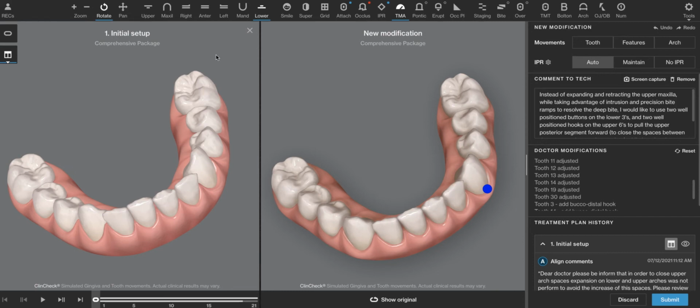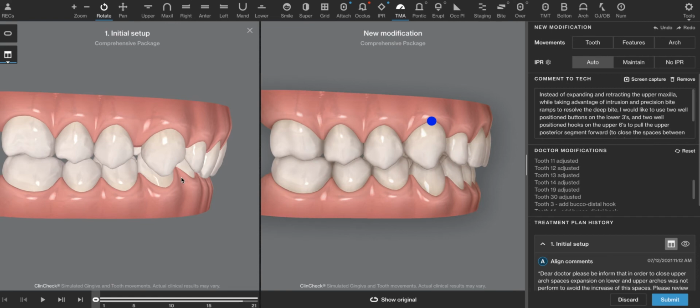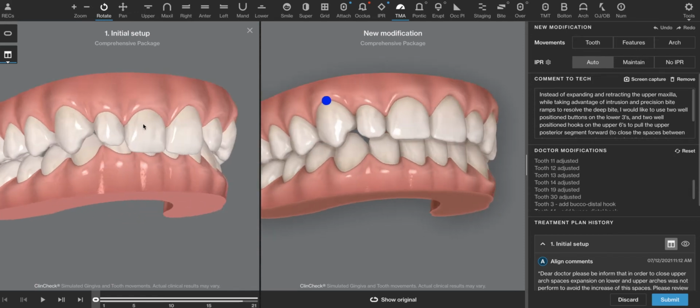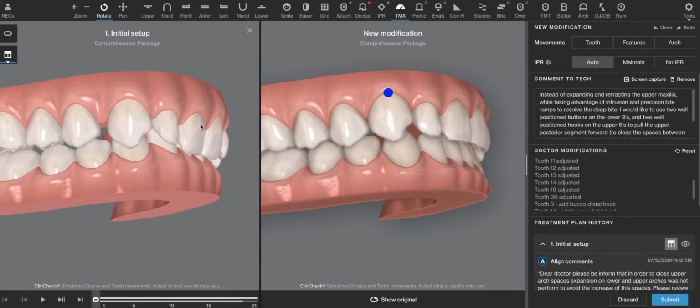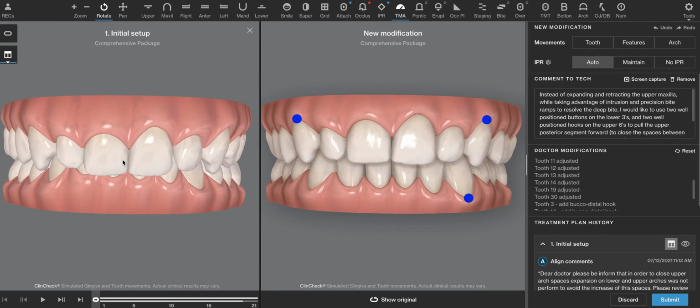So I'm going to assume that we can get quite a bit of resolution in the anterior segment of this patient. Again, this is an adult, younger adult, but adults tend to be more difficult in more advanced movements like this. So I would manage the expectations with this patient that seeing full resolution of her deep bite is unlikely without some sort of surgical intervention.